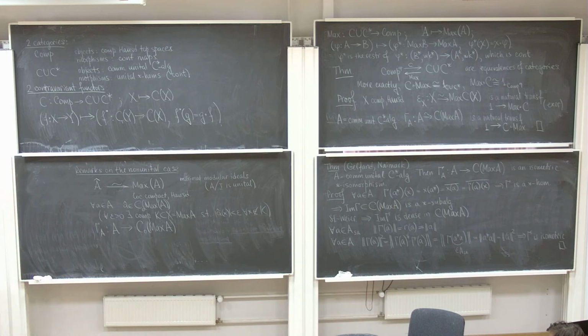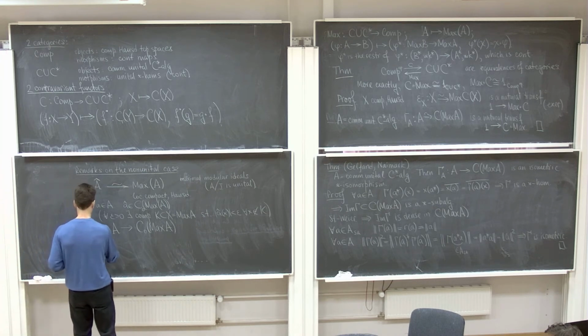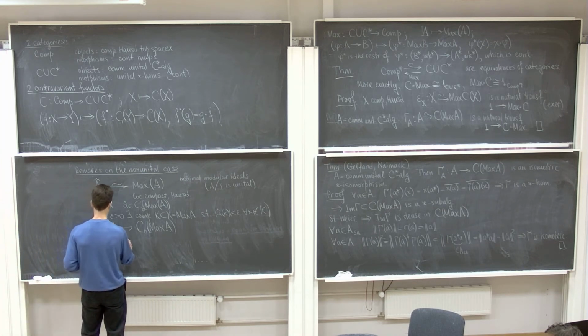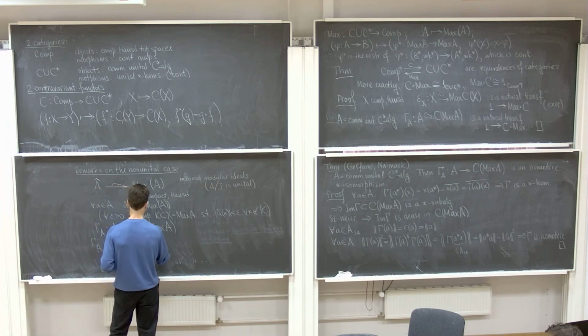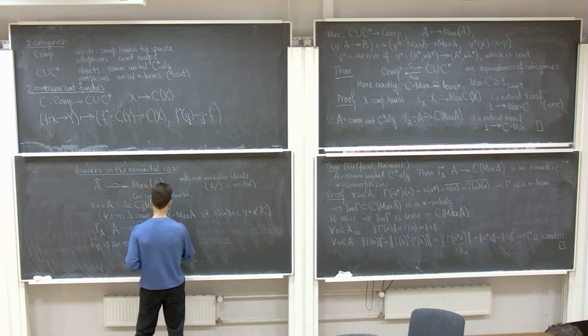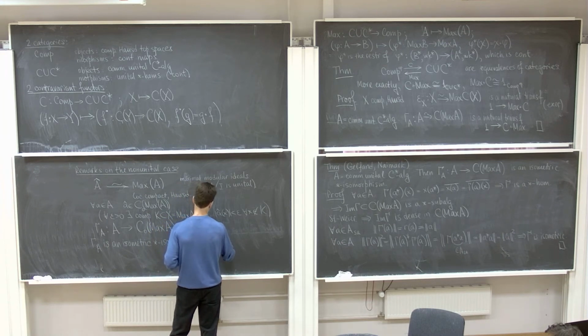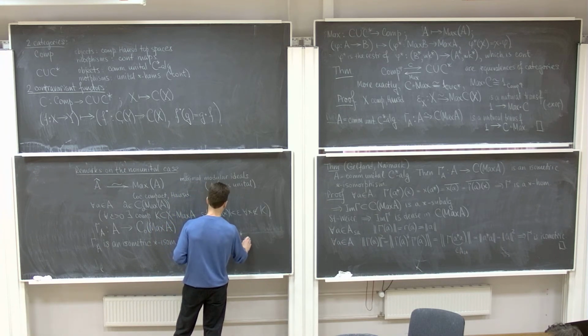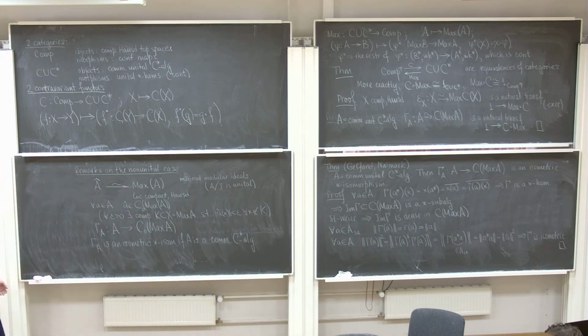The properties of this map are similar to the unital case. And the Gelfand-Naimark theorem, the commutative Gelfand-Naimark theorem, states that this map is an isometric star isomorphism if A is a commutative C-star algebra. So basically, this is the main difference between the unital case and the non-unital case.